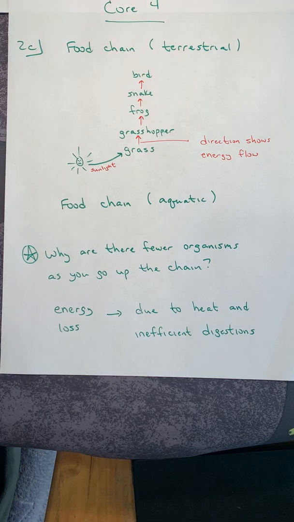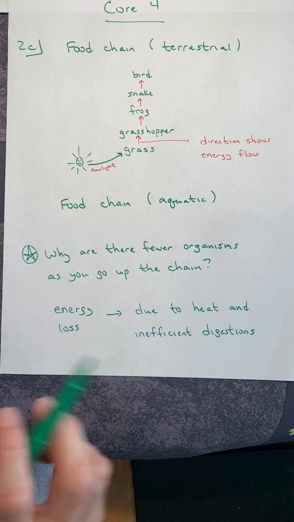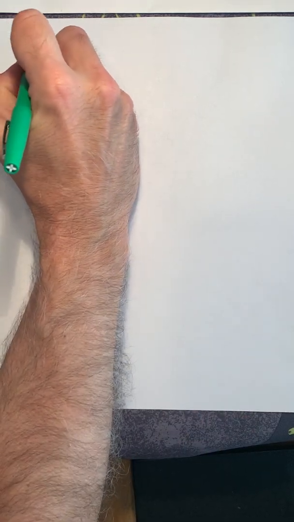Make a terrestrial food chain and an aquatic food chain. And then be sure to address why there's fewer organisms at the top. All right, so that takes care of 2C. So now we want to take a look at 2D.